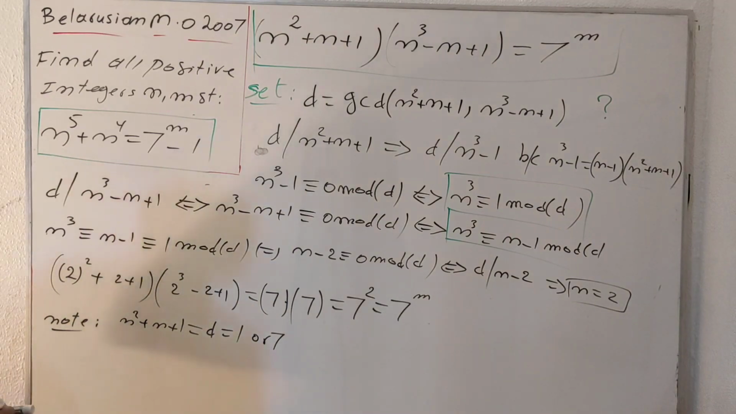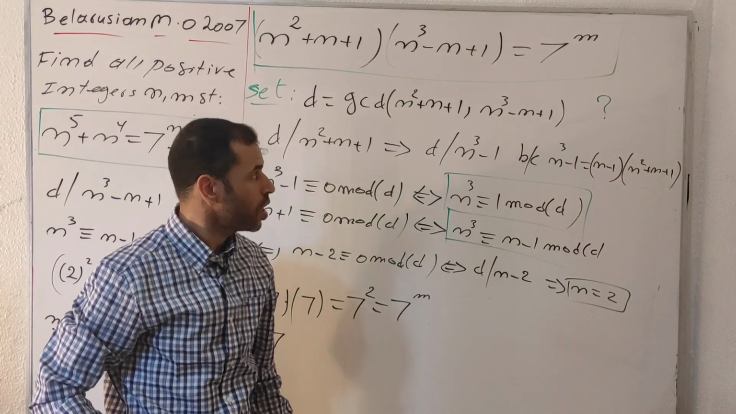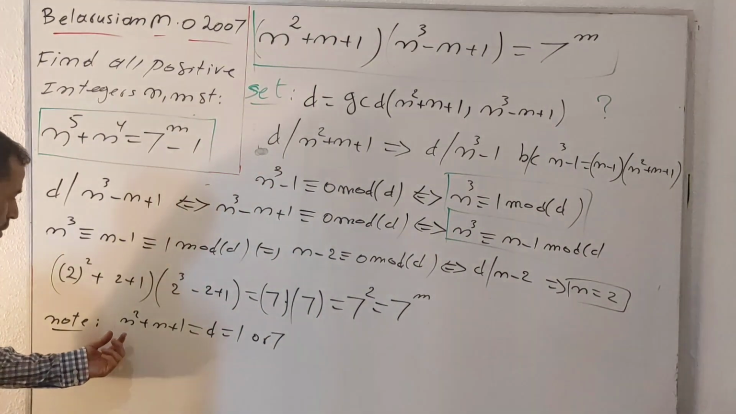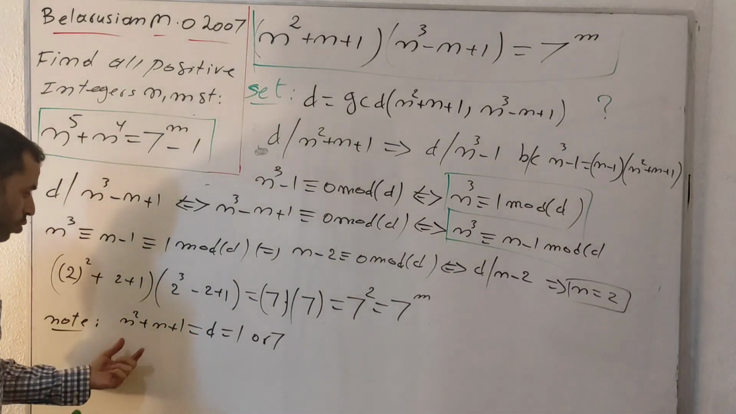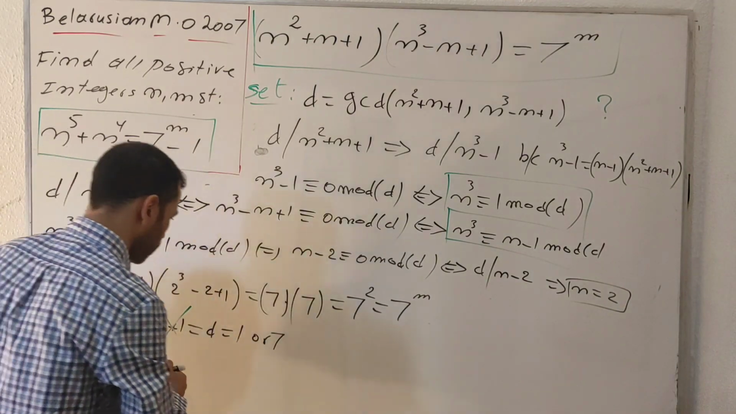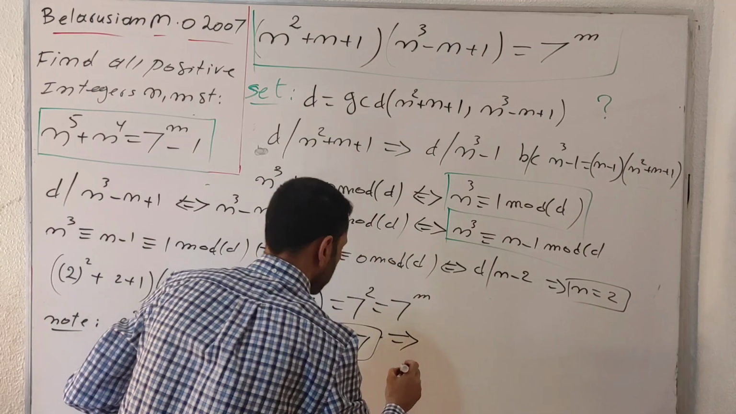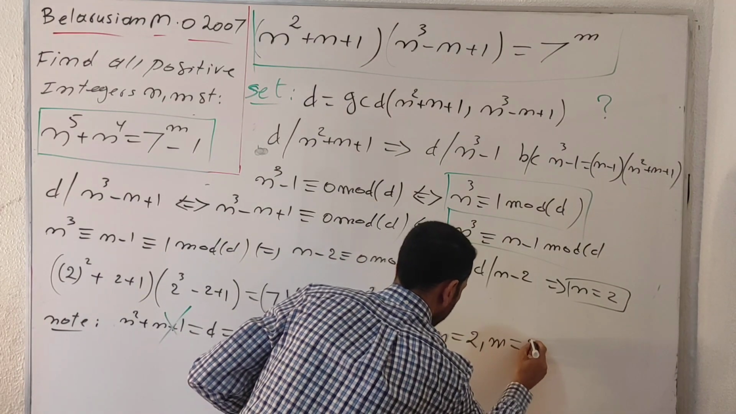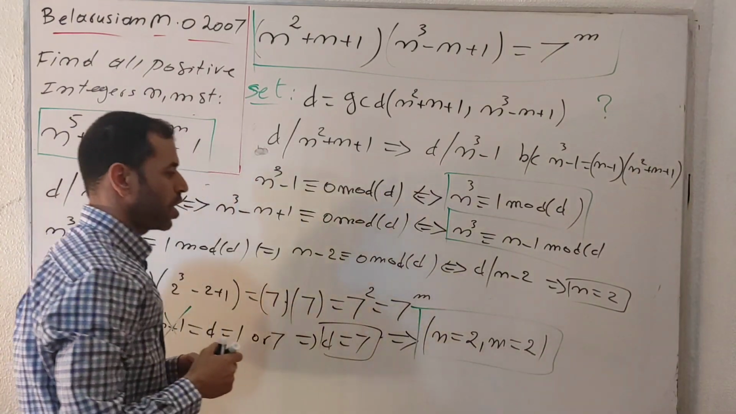As we said before, because we have 7 as a prime, that means 1 divides 7 and 7 divides 7. D equals 1 doesn't work, because we have positive integers and this one is bigger than 1. This one is ruled out as a possibility. That means the GCD equals 7. This means D equals 7, which gives us this solution: n equals 2 and m equals 2. This is for n equals 2.